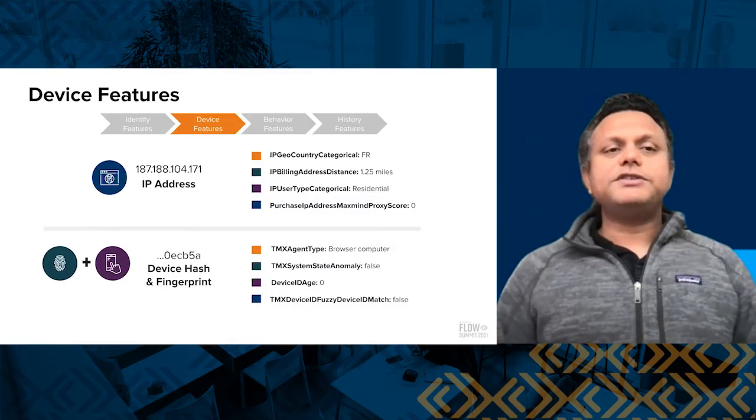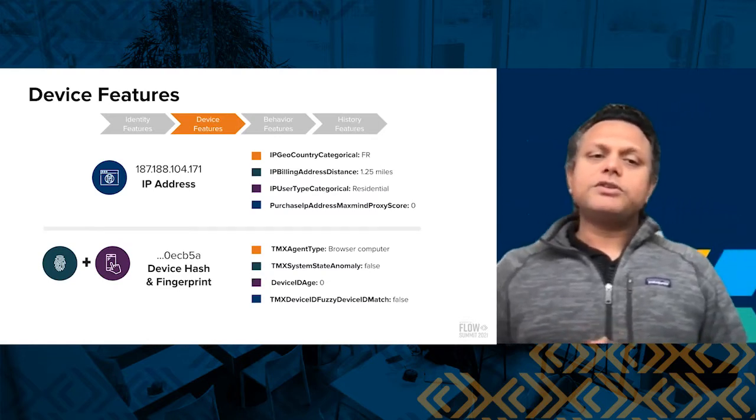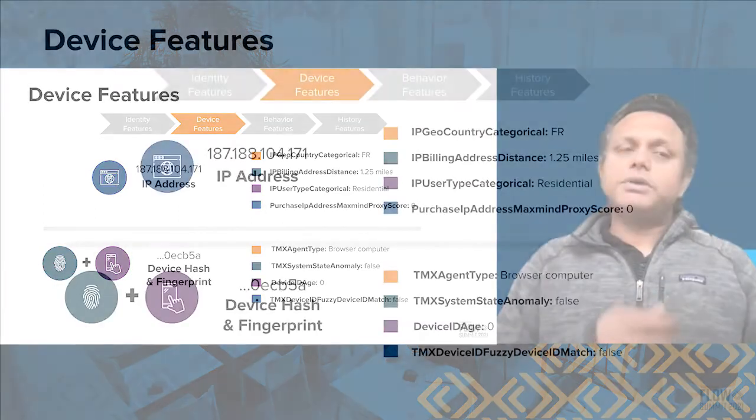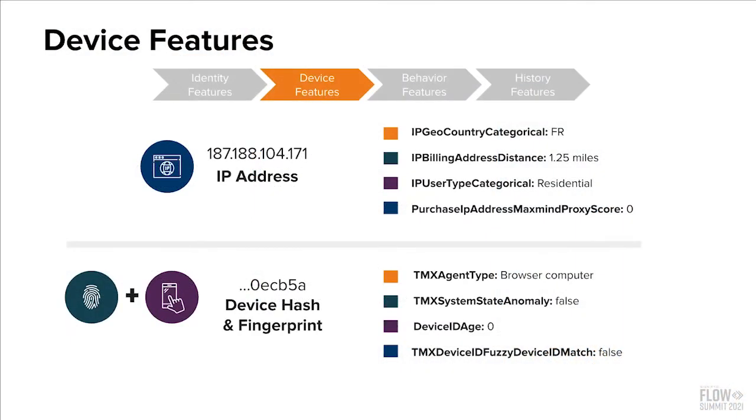The second class of features are the device features, in which case, we have the IP address, which is the address of the device that is making the purchase. So we have information like, okay, this IP was from France. The billing address is about a mile and a quarter from the IP location, and it's a residential IP. So these are augmented data elements that we are able to acquire from Maxmind directly.